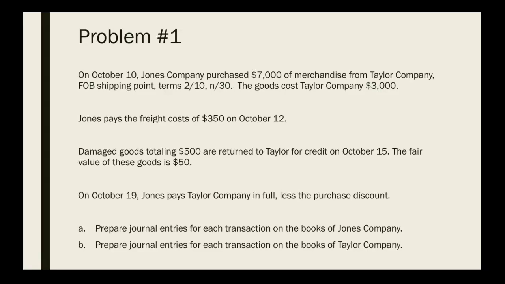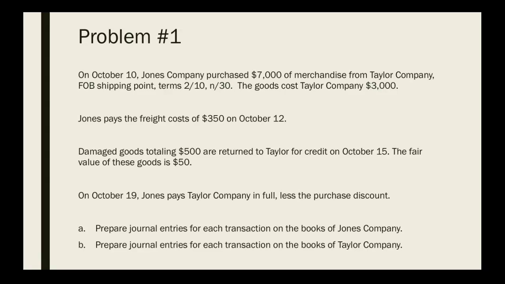So this first problem says on October 10th, Jones Company purchased $7,000 of merchandise from Taylor Company, FOB shipping point, terms 2/10 net 30. The goods cost Taylor Company $3,000. So before we move on too far, let's talk about what that part means.